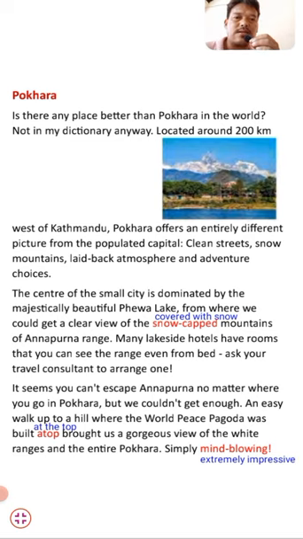It seems you can't escape Annapurna no matter where you go in Pokhara, but we couldn't get enough. Students, wherever you visit in Pokhara, you can't miss and you can't ignore the most beautiful view of Annapurna Range. But there are so many things that we have to explore, which we cannot explore in one visit. For that, students, we have to make so many visits so that we can explore other things also. An easy walk up to a hill where the World Peace Pagoda was built at the top brought us a gorgeous view of the White Range and the entire Pokhara.